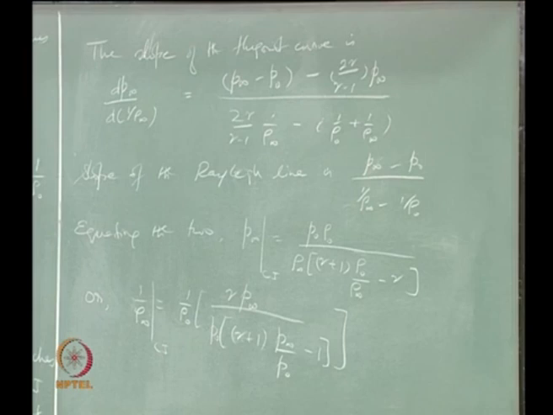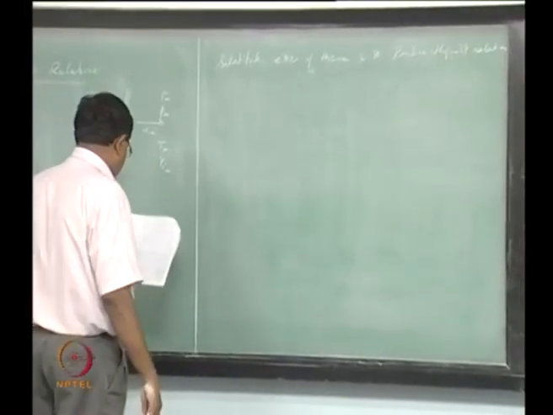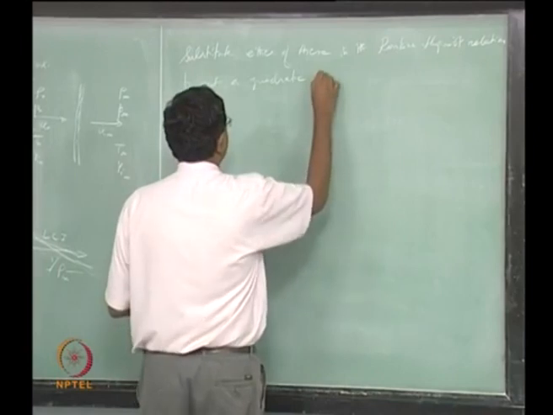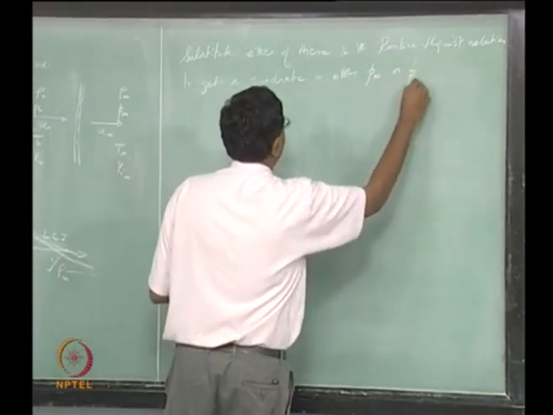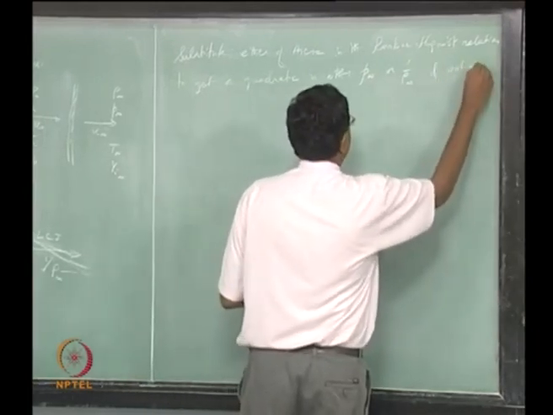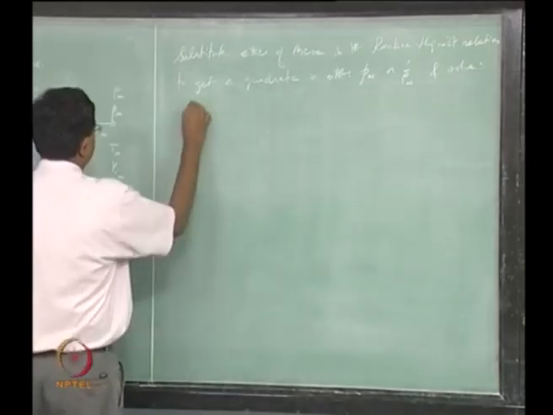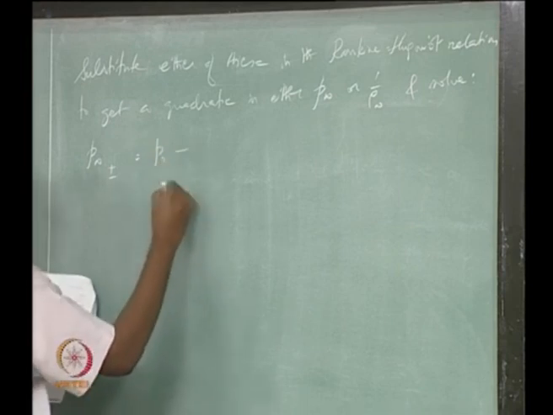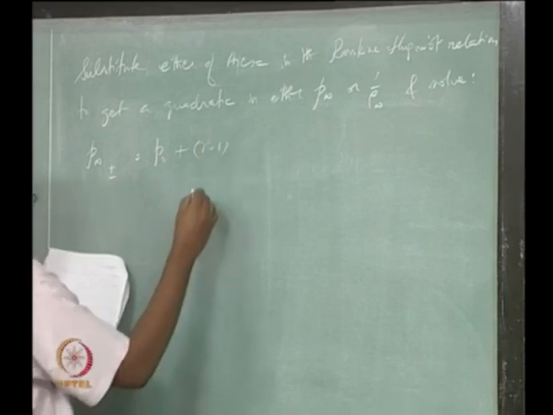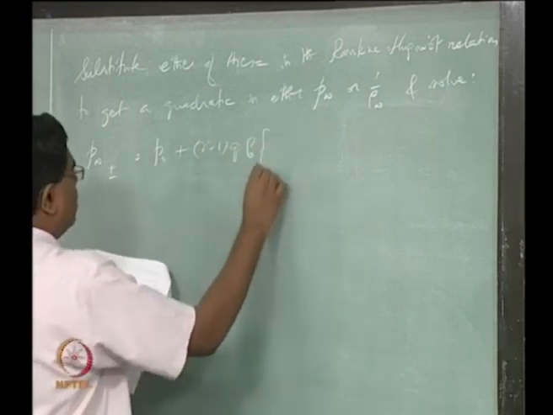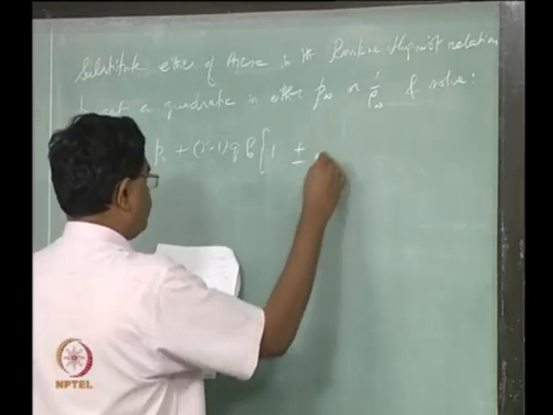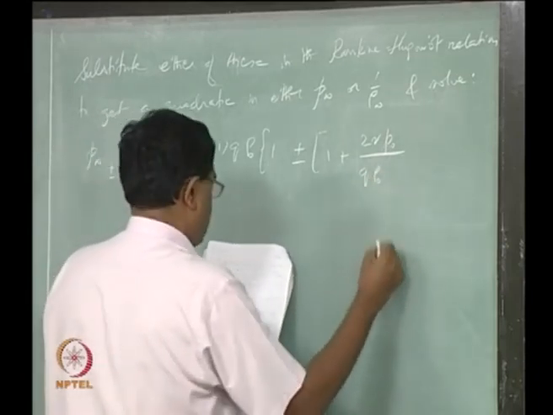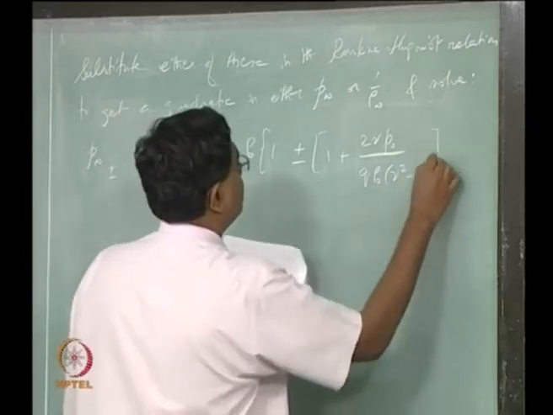So substitute either of these expressions in the Rankine-Hugoniot relation to get a quadratic in either P infinity or 1 over rho infinity, and solve the quadratic. If you now solve the quadratic, you get P infinity plus or minus equal to P naught plus gamma minus 1 Q rho naught times 1 plus or minus 1 plus 2 gamma P naught divided by Q rho naught times gamma squared minus 1, the whole to the half.